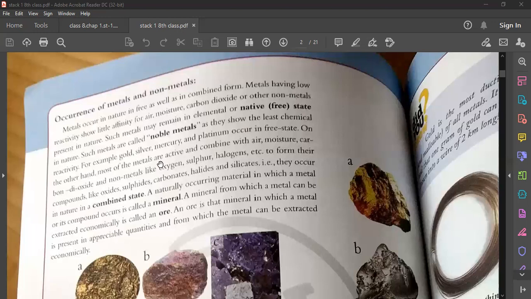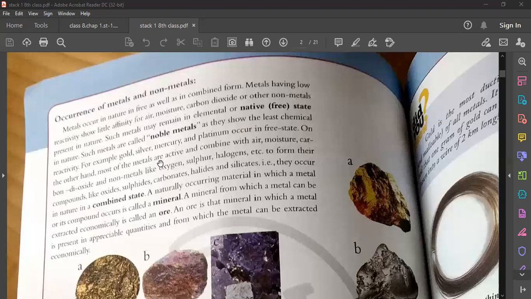Yes, sir. So what is the meaning of mineral then? A naturally occurring material in which a metal or its compound occurs is called a mineral. What is a mineral? A naturally occurring material in which a metal or its compound occurs is called a mineral. Can you see the definition there?